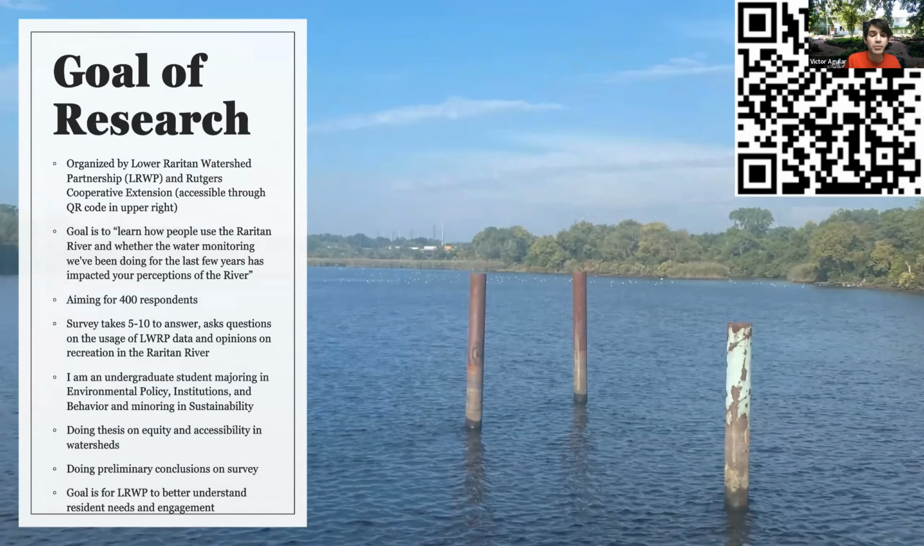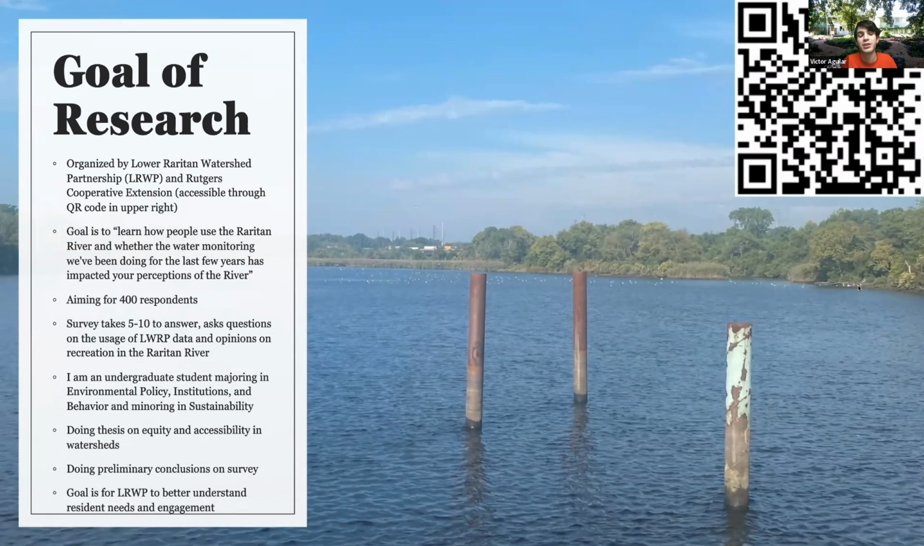So the goal of the research in this survey was established by the Lower Raritan Watershed Partnership with Rutgers Cooperative Extension. By the way, it is accessible through this QR code in the upper right if any of you would like to take a moment now to scan the code and answer the survey if you haven't. The goal of this survey is to learn how people use the Raritan River and whether the water quality monitoring that has been happening for the past few years has impacted the perceptions on the river.